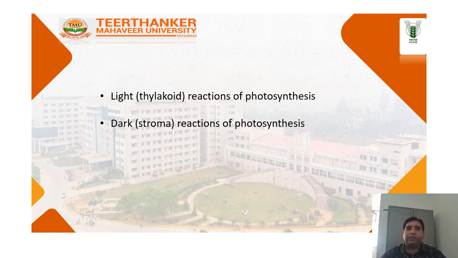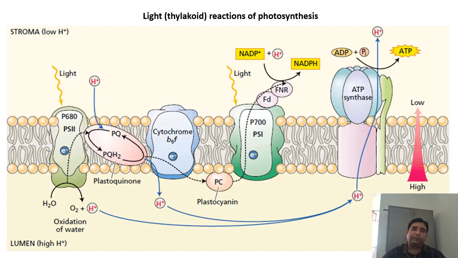The process of photosynthesis has two types of reactions. In fact, it is not a single reaction, it is a collection of reactions, it is a process. One is light reactions, another is dark reactions. Light reactions are found on the thylakoid membranes and dark reactions are found in the stroma of the chloroplast, that is outside of the grana. It is the sketch of the process of light reactions.